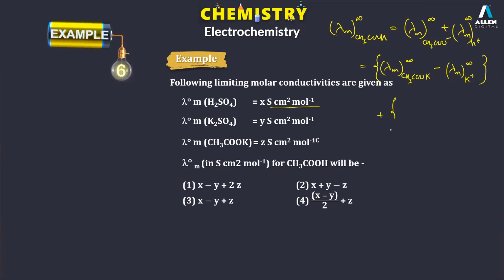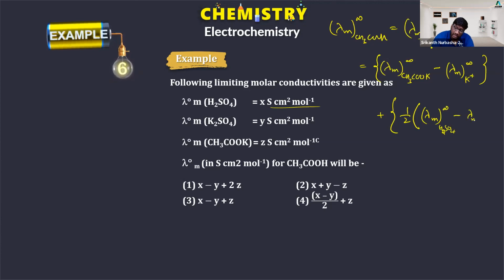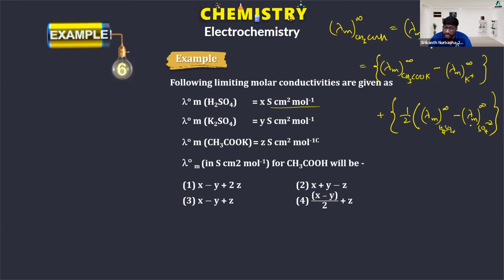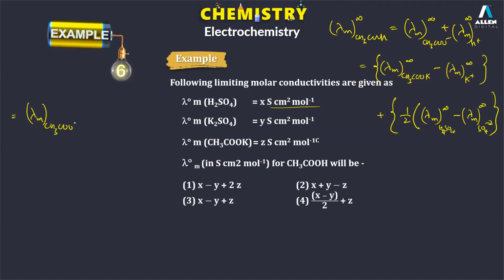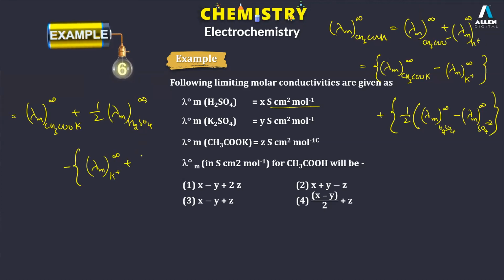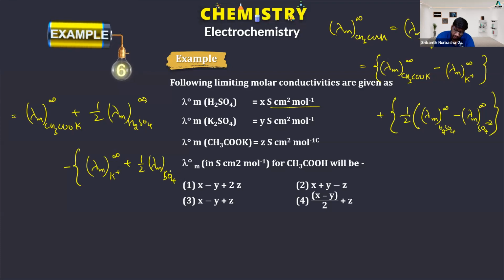And where do you get H plus ions? From H2SO4. H2SO4 gives 2H plus, so I will write half of the molar conductivity of H2SO4 at infinite dilution minus the molar conductivity of sulfate at infinite dilution. Because the 2H plus is obtained from the dissociation of H2SO4, the molar conductivity of just H plus will be the molar conductivity of H2SO4 minus sulfate, whole divided by 2. Now try to add them. You will get the molar conductance of potassium acetate at infinite dilution plus 1 by 2 times the molar conductance of H2SO4 at infinite dilution minus the molar conductance of K plus, and half of the molar conductance of sulfate at infinite dilution.